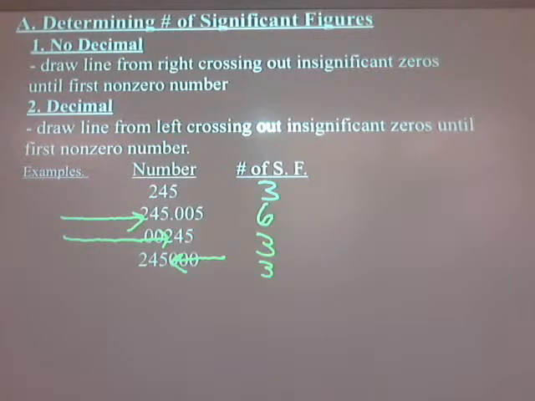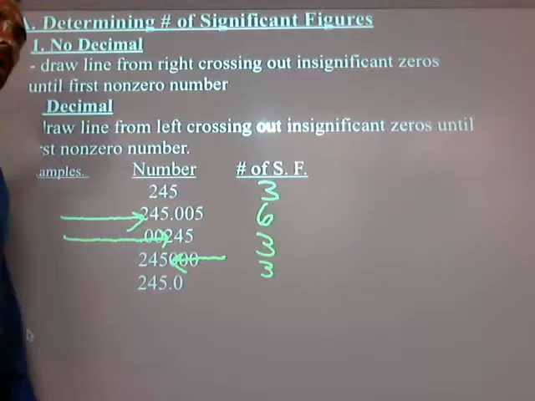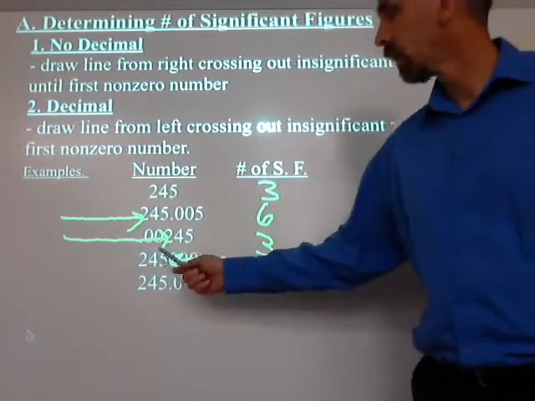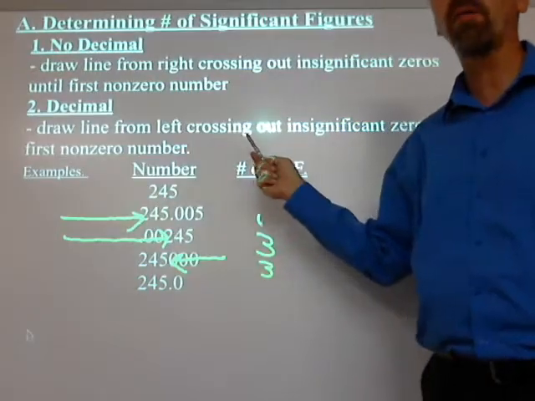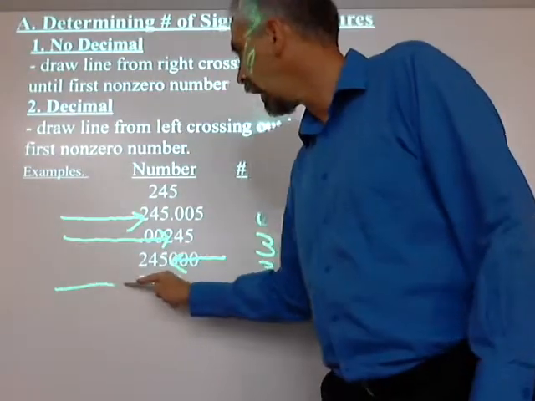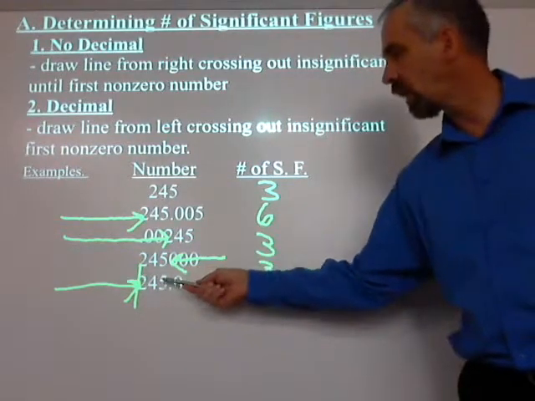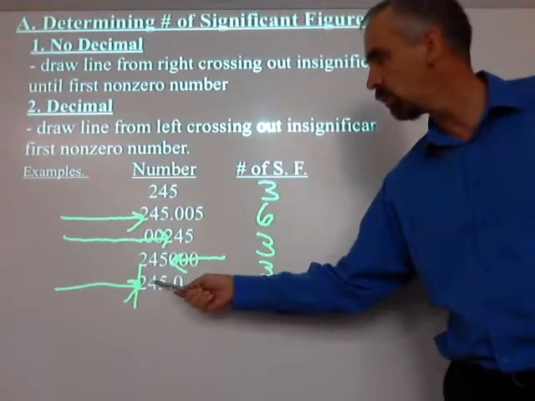Let's try another one. How about that? Now, you get used to just getting rid of your zeros. So you start to think to yourself, okay, 3 again. Is 3 the right answer? No. Is there a decimal? Yes. If there's a decimal, what side do I draw the line from? The left. And I hit my first non-zero number at that point. Everything that follows is significant. Everything after you hit that is 1, 2, 3, 4.